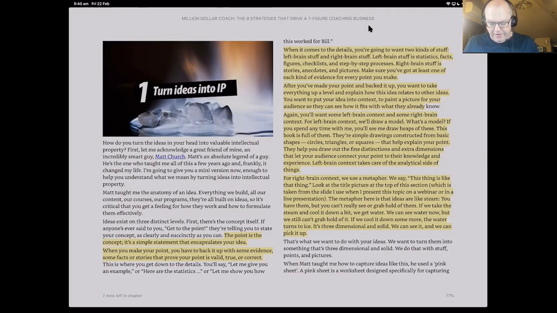Okay, so the first thing we're going to do is let's have a look here. So how do you turn your ideas in your head into valuable intellectual property? Don't worry, I'm not going to read everything. I'm just getting a base.